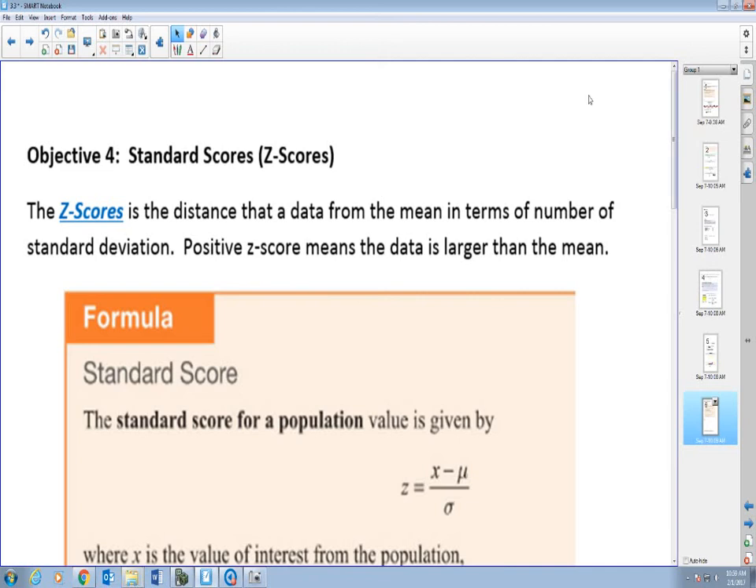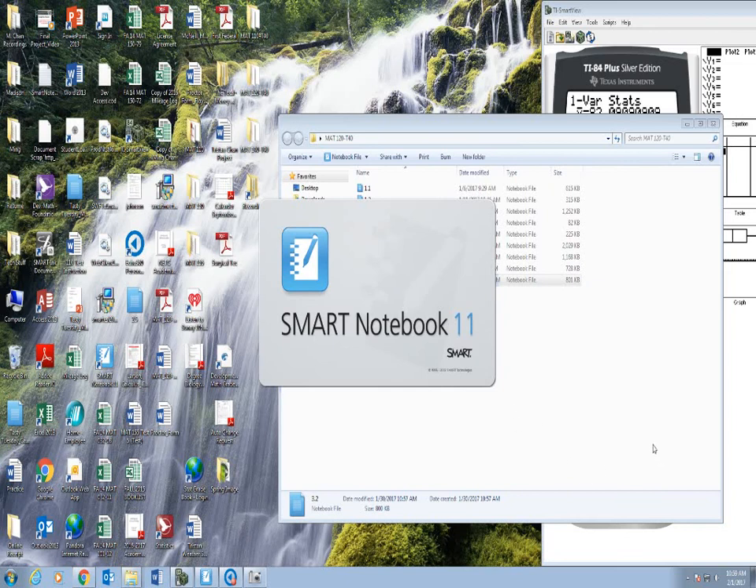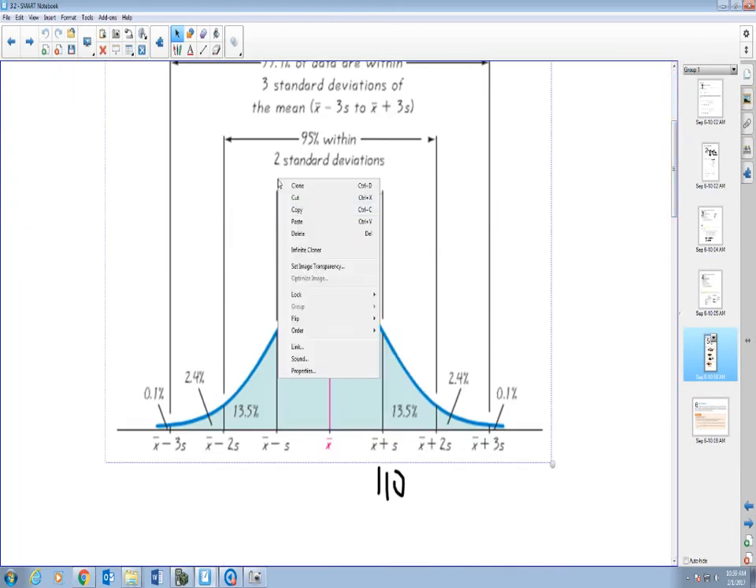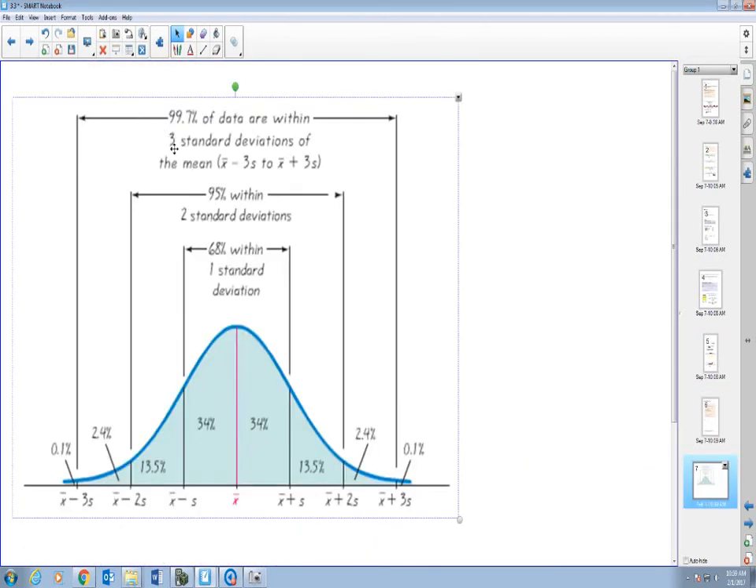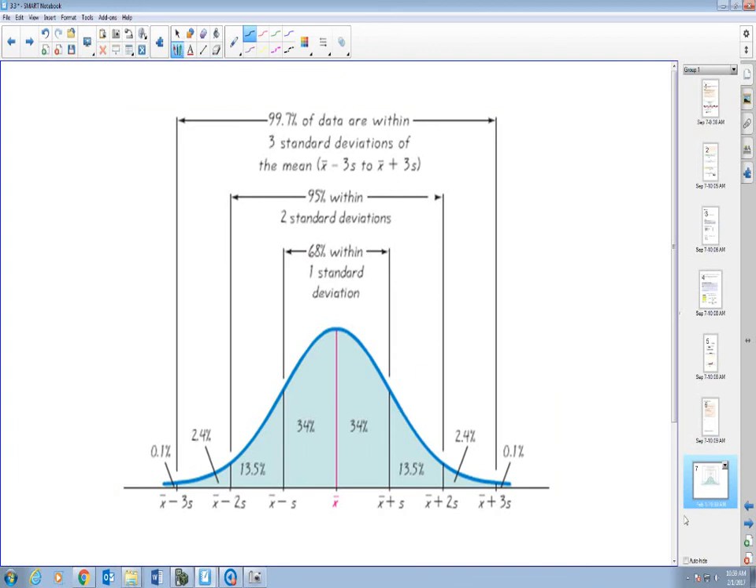I'm going to bring back something from the last lecture video. In 3.2, I believe, we talked a little bit about this empirical rule. If you look at this empirical rule, the mean is always right here in the center, and I asked you to memorize the 68, 95, and 99.7%. One standard deviation to the right and left of the mean is 68%. Two standard deviations is 95%. Three is 99.7%.